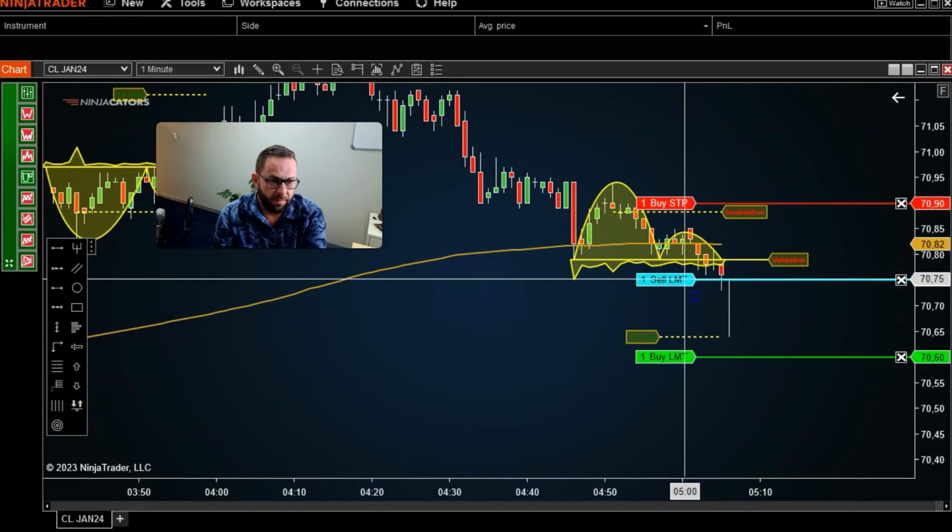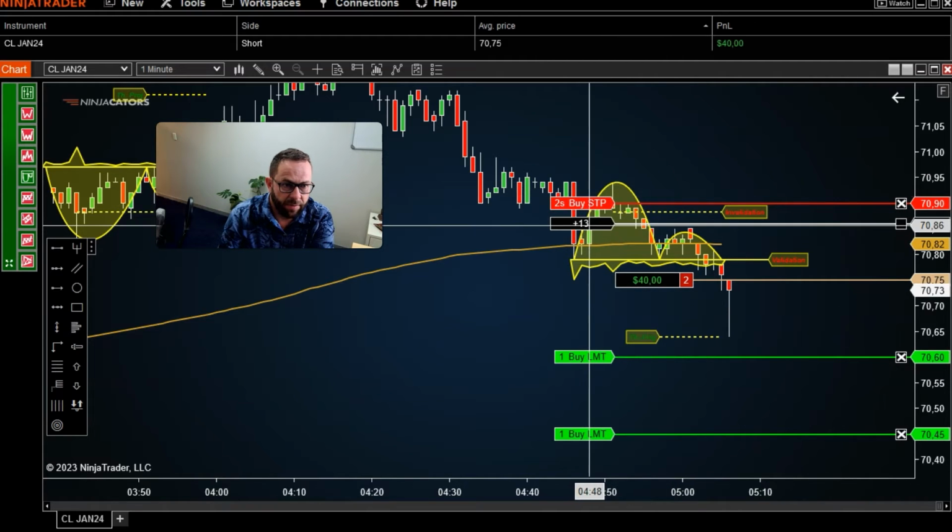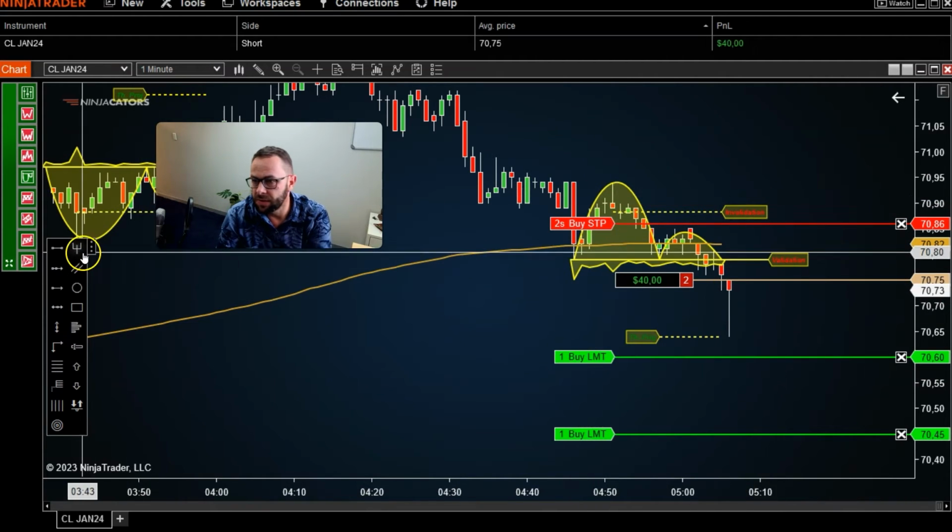Maybe I get lucky. I'm just going to be a bit more aggressive. There we go. I'm in. I'm going to place my stop just above this handle part. Hopefully price continues lower.